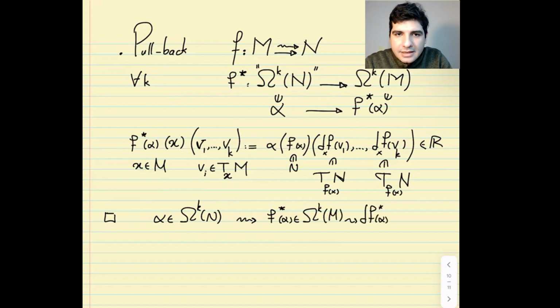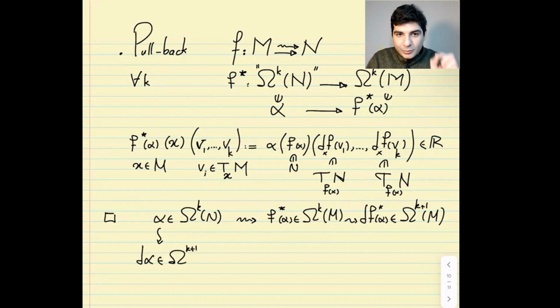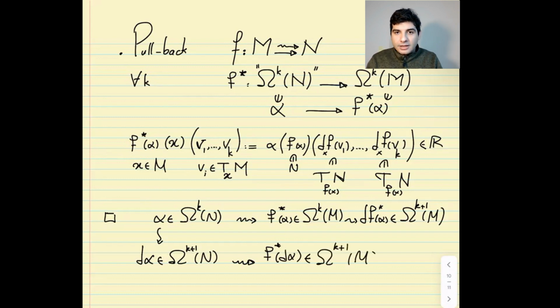The last thing to say is that if you pick a K form on N, F star of that is a K form on M, and you can take its d, which would be a K plus 1 form on M. Or you can first take d, which would be a K plus 1 form on N, and then apply the pullback F star. F star d of alpha would be a K plus 1 form on M. So you might wonder if it matters whether you first apply d and then F star, or first F star and then d, and it doesn't matter. F star, in fact, commutes with d. If you first take d and then F star, or first F star and then d, you get the same thing. Okay, it's a great place to stop.